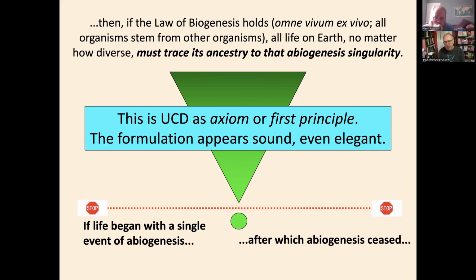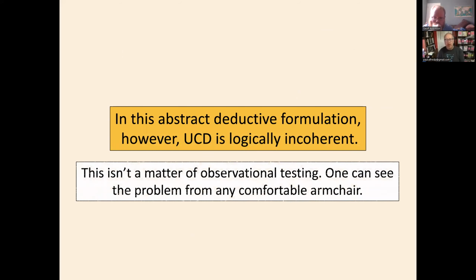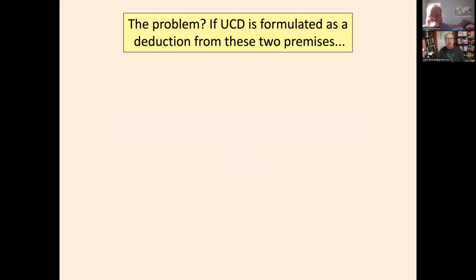And you know, these arguments can be constructed, as we've seen from Thompson, Lewontin, and Weiss, and this then renders universal common descent as an axiom, which appears sound, even elegant. The problem is it's not elegant, or it's not sound. It is logically incoherent. And this is not a matter of testing. You don't need to go out and look at the world. You don't need to put anything under a microscope. There's no observation required. You can see the problem from any armchair.